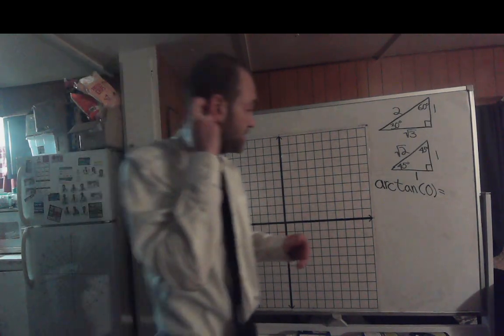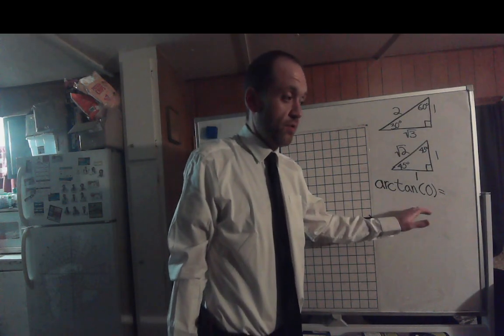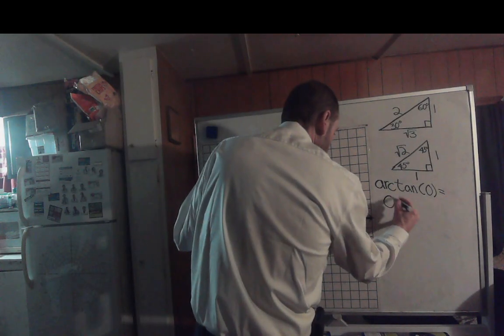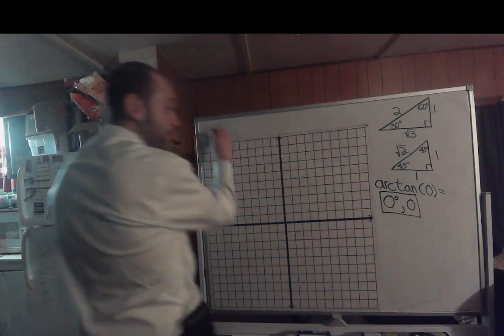The arc tangent of 0. So the arc tangent of 0 is asking us what angle gives us a tangent of 0. Well, that would definitely be 0 degrees or 0 radians, right? So you'd have 0 degrees or 0 radians.